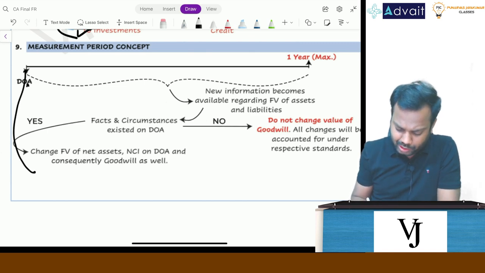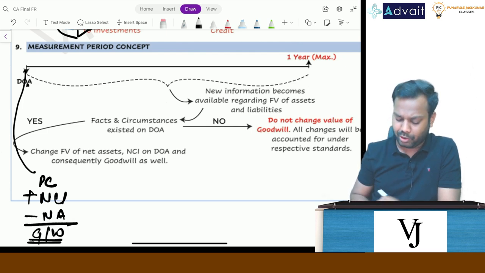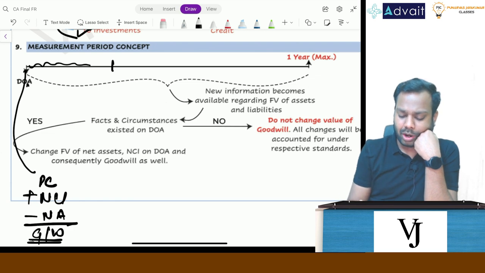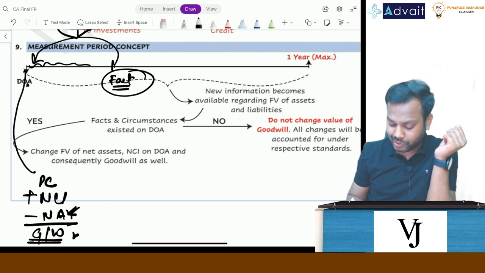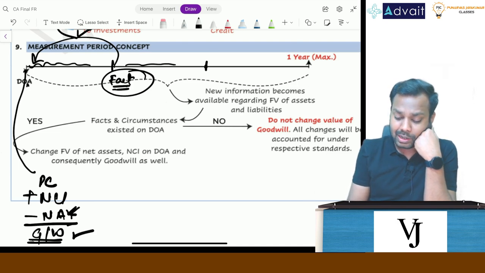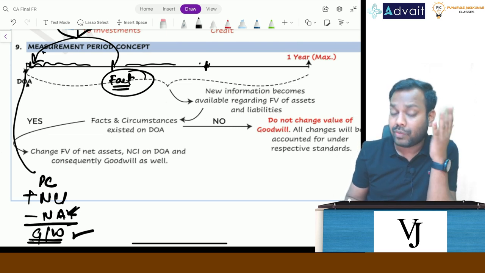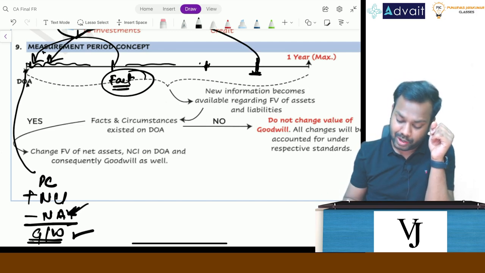On the date of acquisition, purchase consideration, NCI and net assets are made available, and we calculate goodwill. Going forward, I got to know a fact which will change the value of net assets, and this fact existed on the date of acquisition. So I will change the value of net assets and the goodwill. Then again a fact is made available, but this fact didn't exist on the date of acquisition. Will it change the value of net assets? No, it will not. Again one more fact was made available which existed on the date of acquisition, so again I will change the value of net assets and the goodwill accordingly.